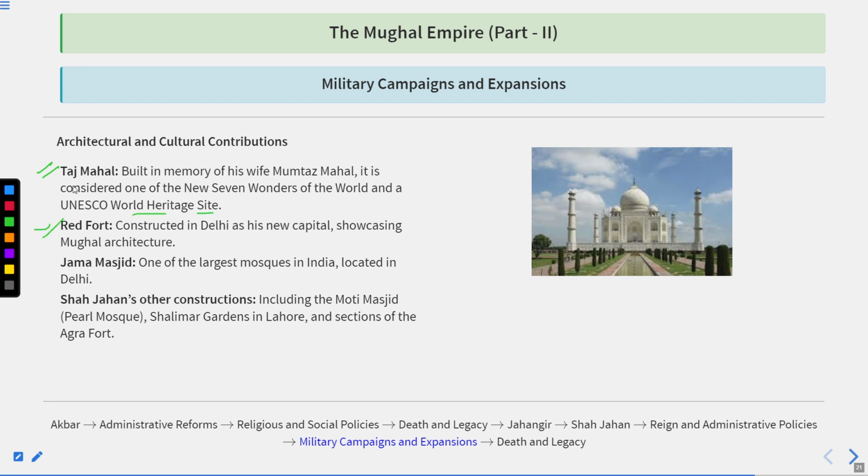He also constructed the Red Fort in Delhi and the Jama Masjid in Delhi, and built Delhi as a new capital showcasing Mughal architecture. He also constructed Moti Masjid, Shalimar Garden in Lahore, and some sections of the Agra Fort. Also, the Peacock Throne in Delhi was constructed by Shah Jahan. He also established Diwan-e-Khas and Diwan-e-Aam in New Delhi. And the Agra Jama Masjid was built by his daughter Jahan Ara.